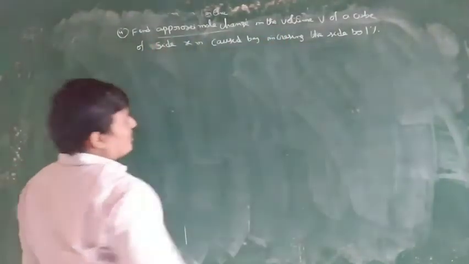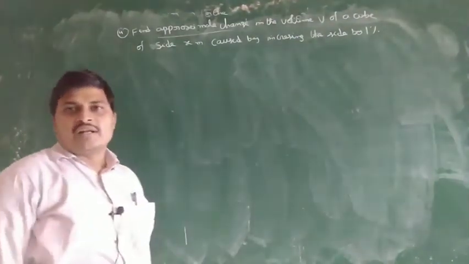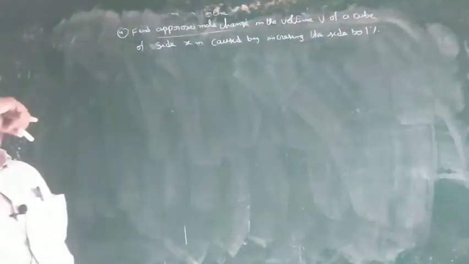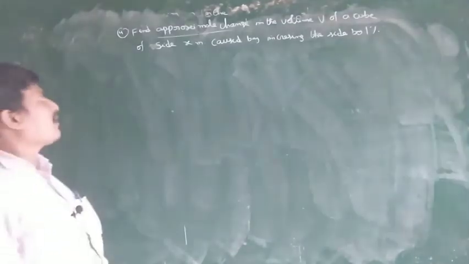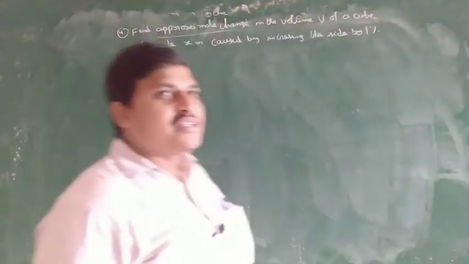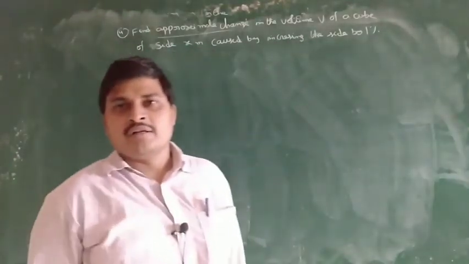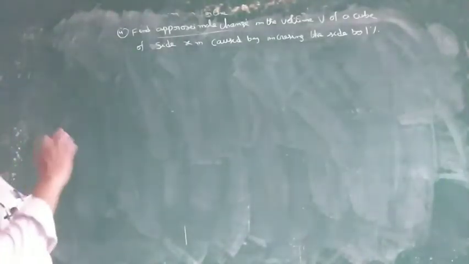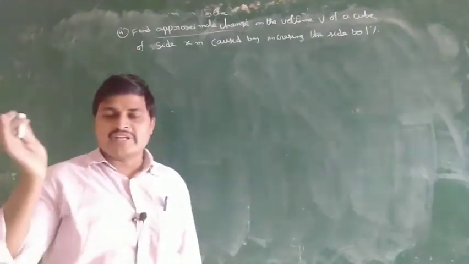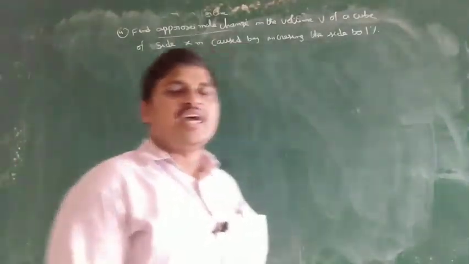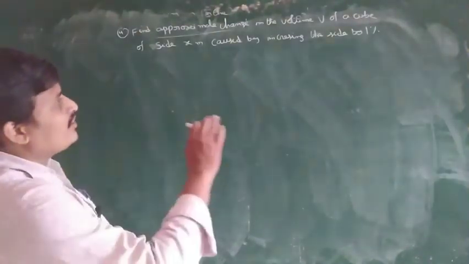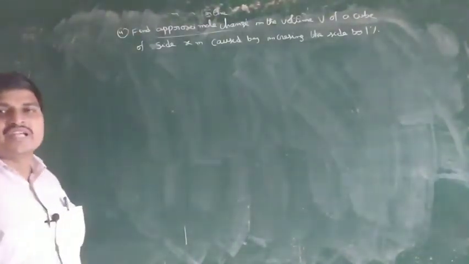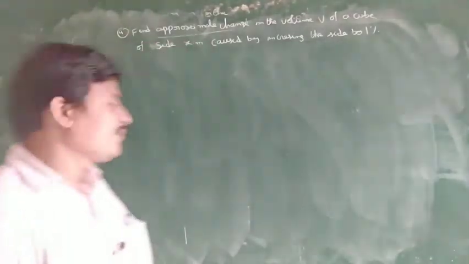Approximate change means error. Error in the volume V. Cube volume error, find cube volume error. Cube volume error is nothing but delta V. The approximate change is also error. Approximate change, increasing, decreasing, error, both are same. We have to find out delta V.